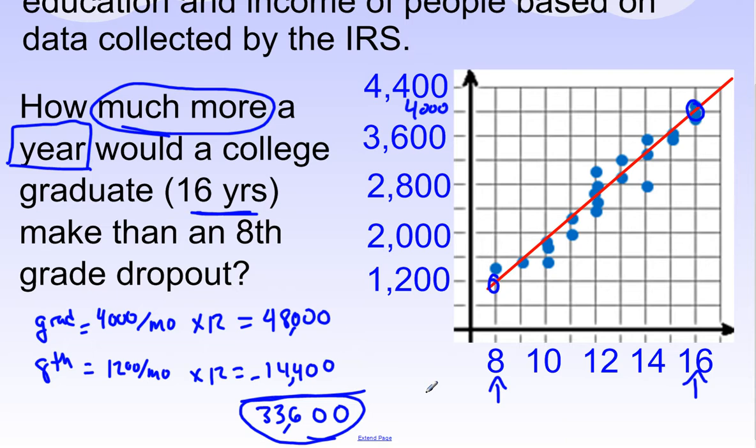And you can make these predictions from every grade. I mean, even someone who graduates high school. If you just graduate high school and don't go to college, you could say high school graduates are making, we'll say, $2,500 a month. And a person who's graduating college from 4 years is making $4,000 a month. That's still going to be a significantly greater amount of money a year, which is why we're telling you folks, get your education.